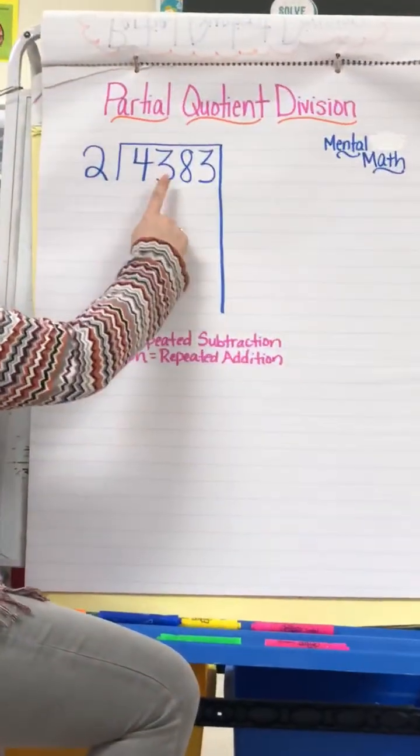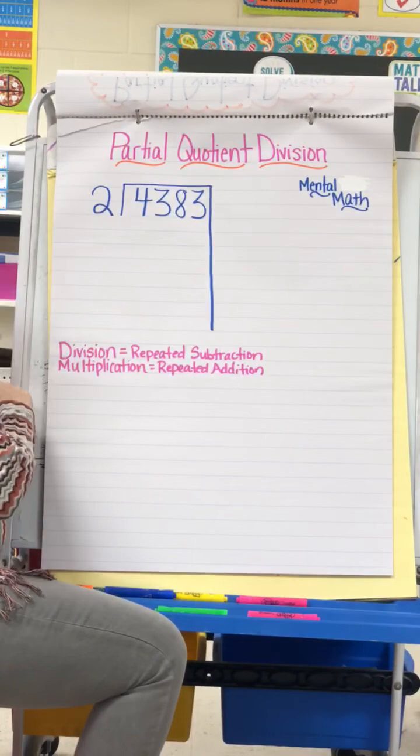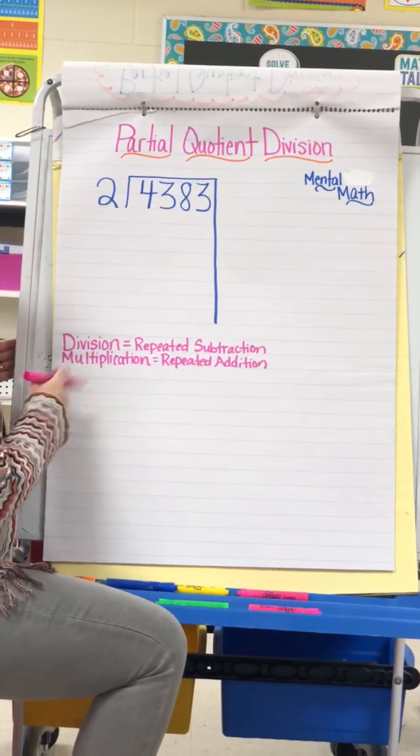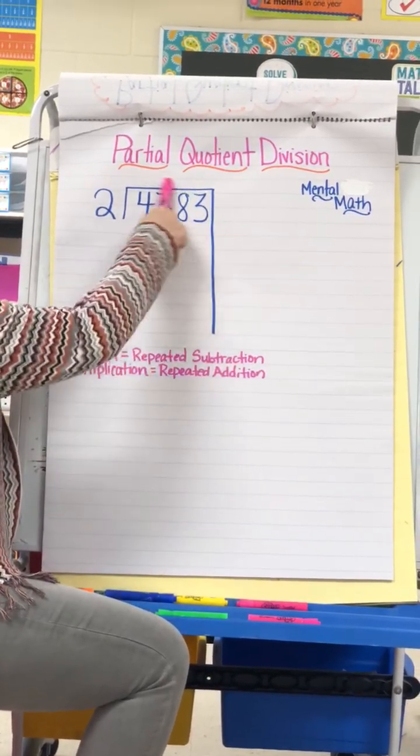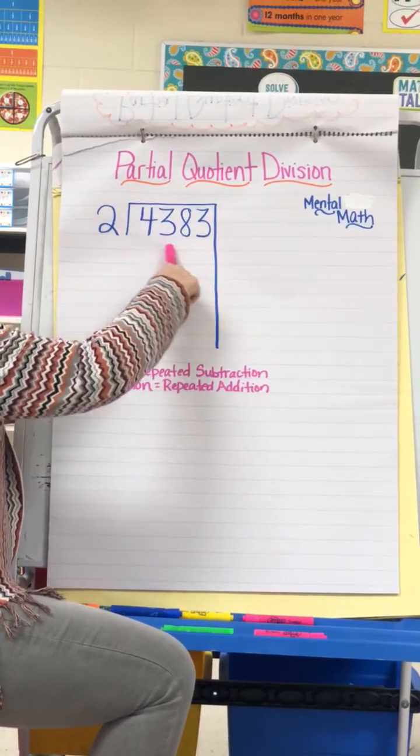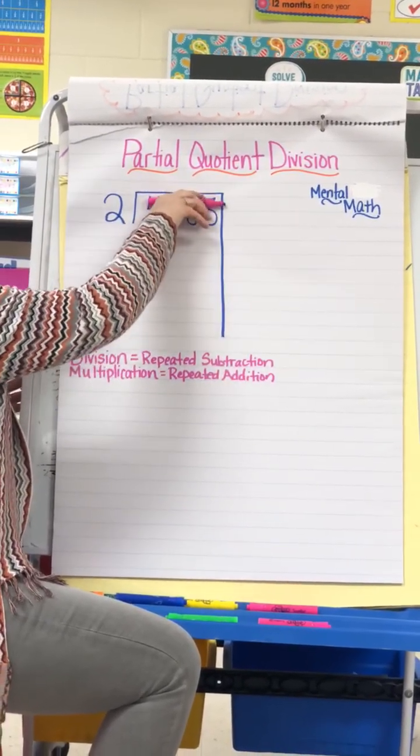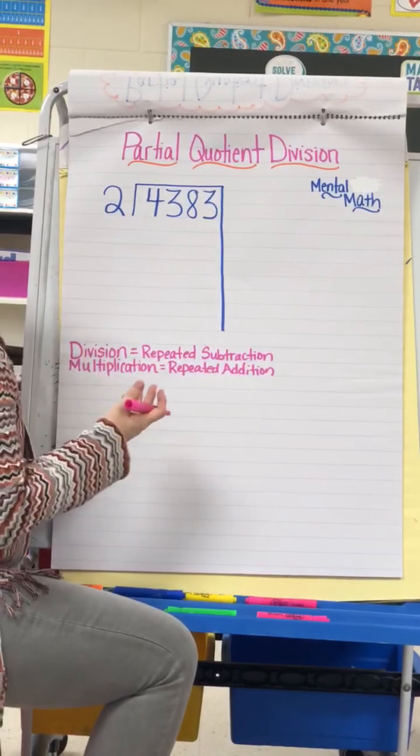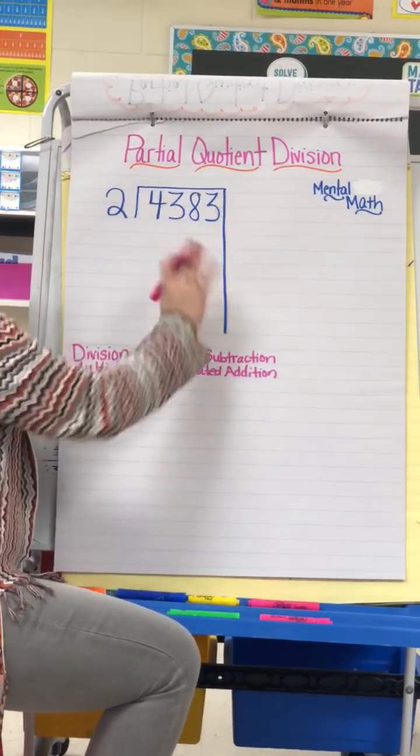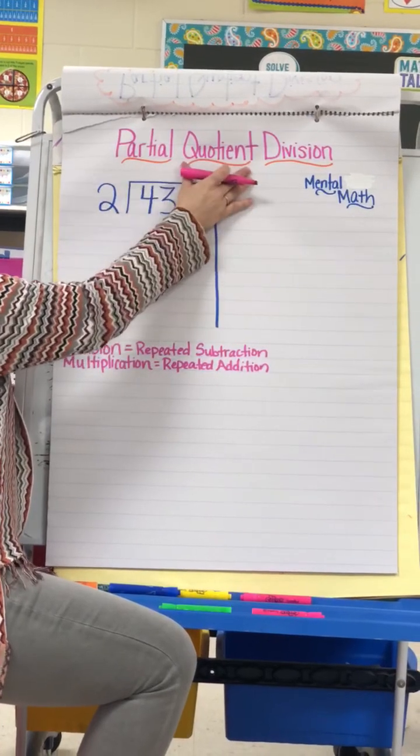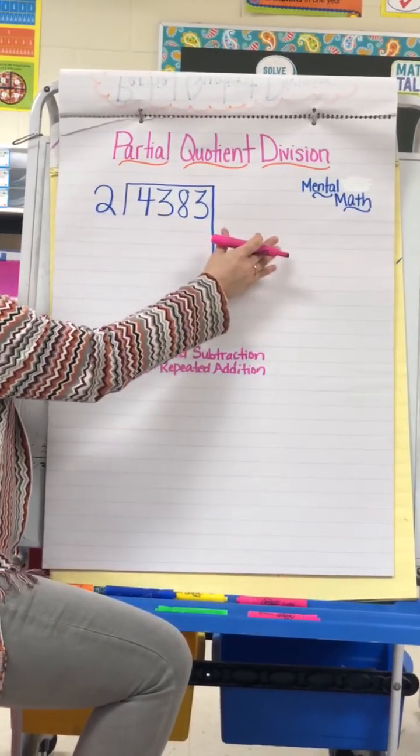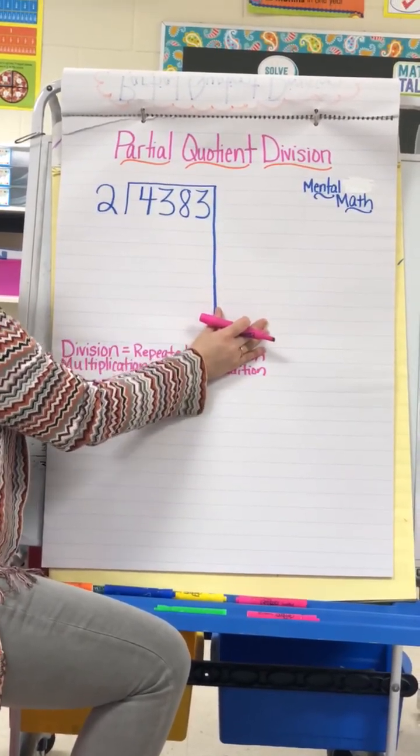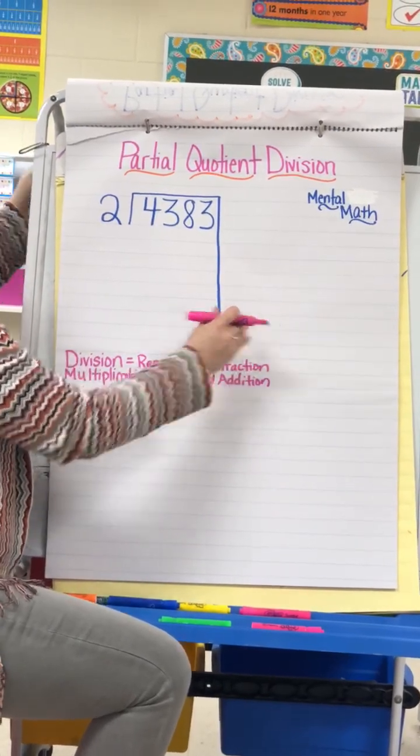So we're starting with 4,383, and we're going to divide that by 2. Division is, in essence, the same as repeated subtraction, just like multiplication is repeated addition. So what we are attempting to do here is to take the 4,383 and keep subtracting until we can't make any more groups of 2. This method allows the kids to choose different numbers, and the reason it's called partial quotient is because they are going to be finding a part of the quotient with each step, and then they will combine the partial quotients at the end for their final answer, or their final quotient.